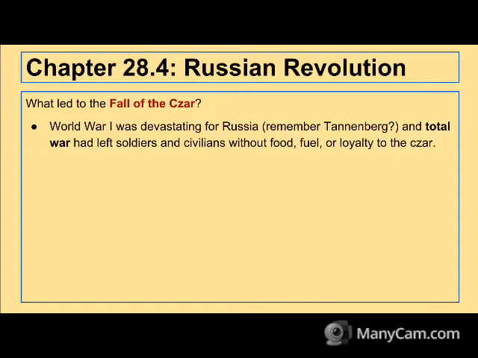Also, remember from last unit the concept of total war, where war is fought not just by soldiers, but also by civilians giving all of their labor, all of their effort, all of their resources to the war effort. The result of this total war had left both soldiers and civilians in Russia without food, without fuel, and importantly, without much loyalty to the Tsar.